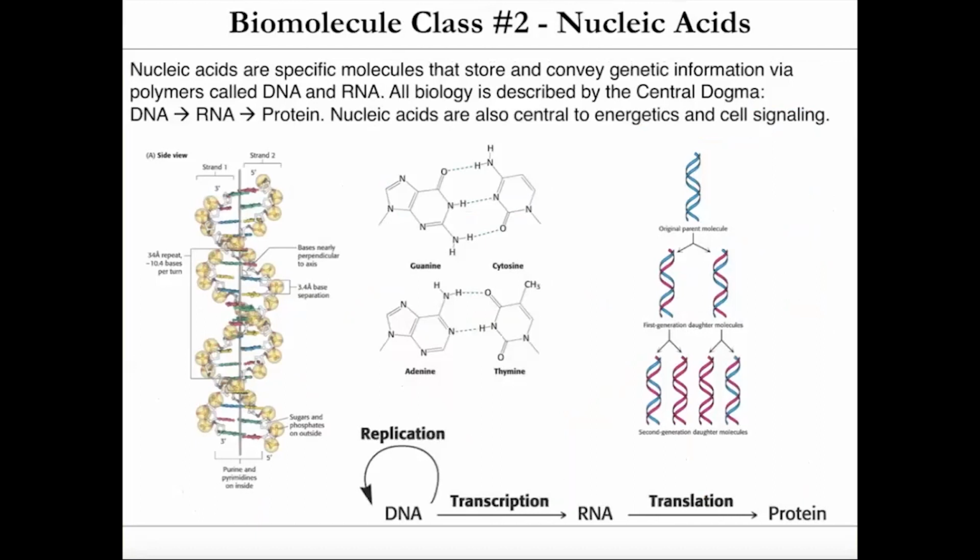The second class of biomolecules is nucleic acids. These do a lot of different things, but the main function of them is to store and convey genetic information. Right here is the DNA double helix. This stores all of your genetic information. You can replicate it, and it's heritable.